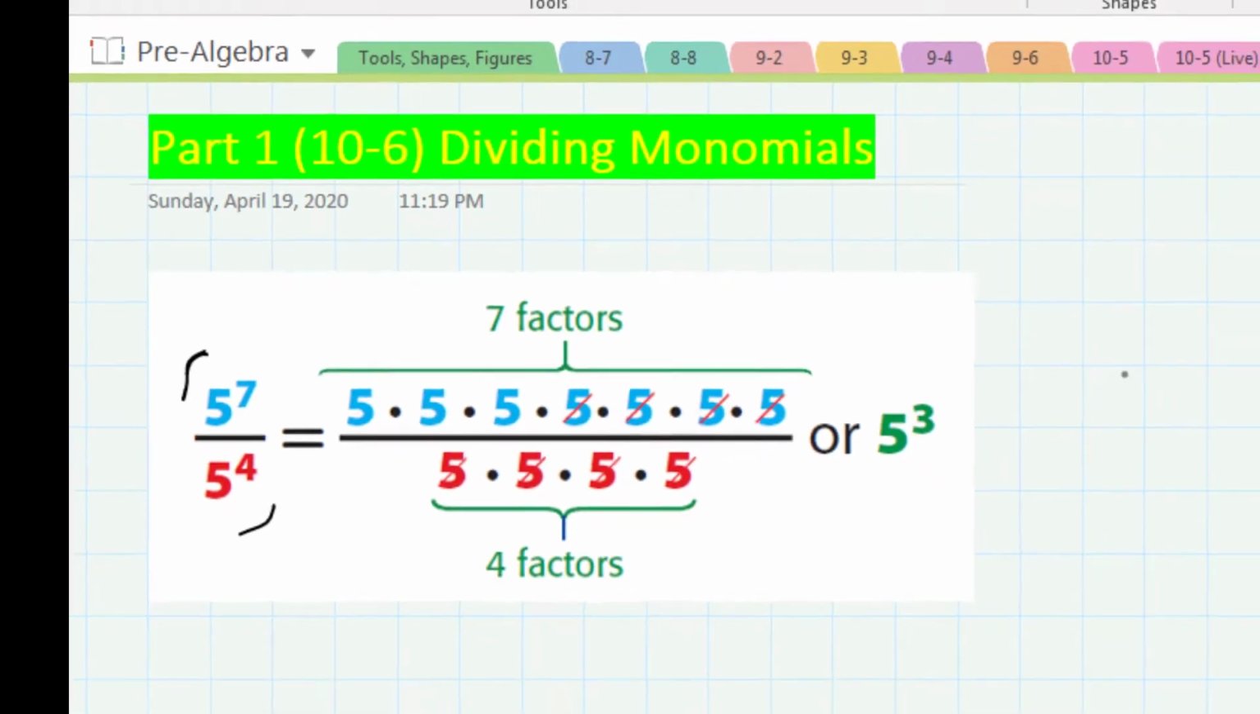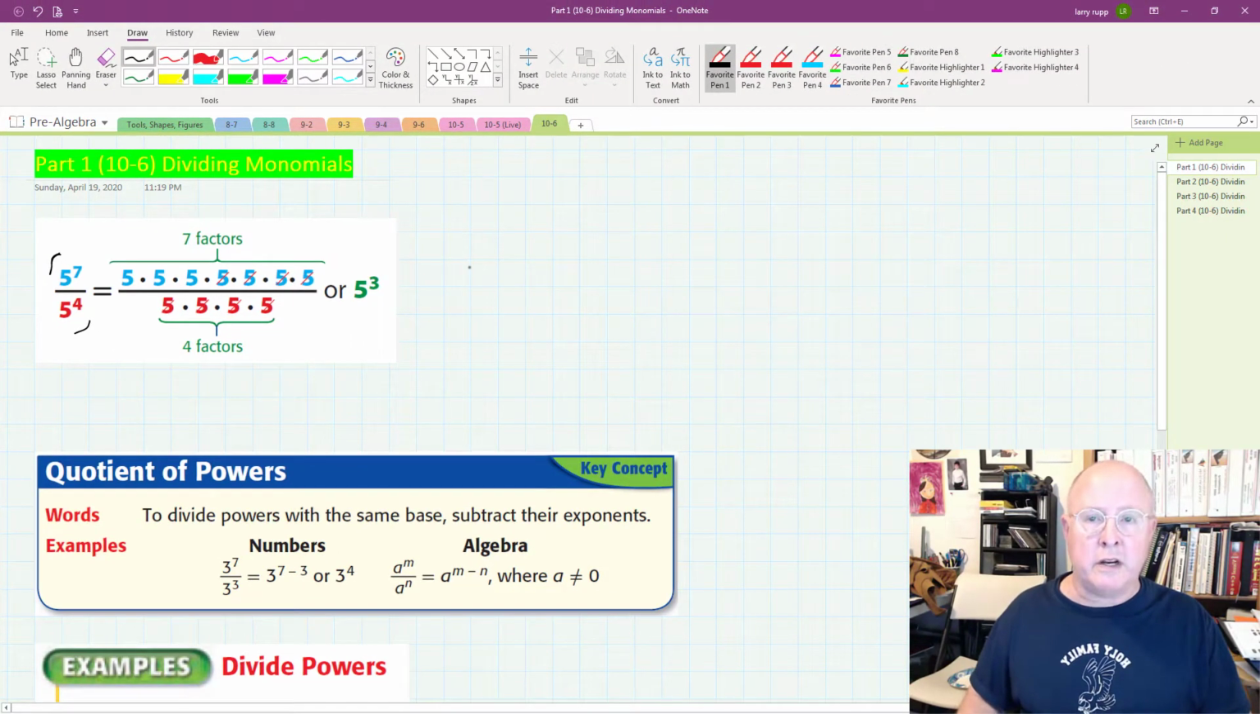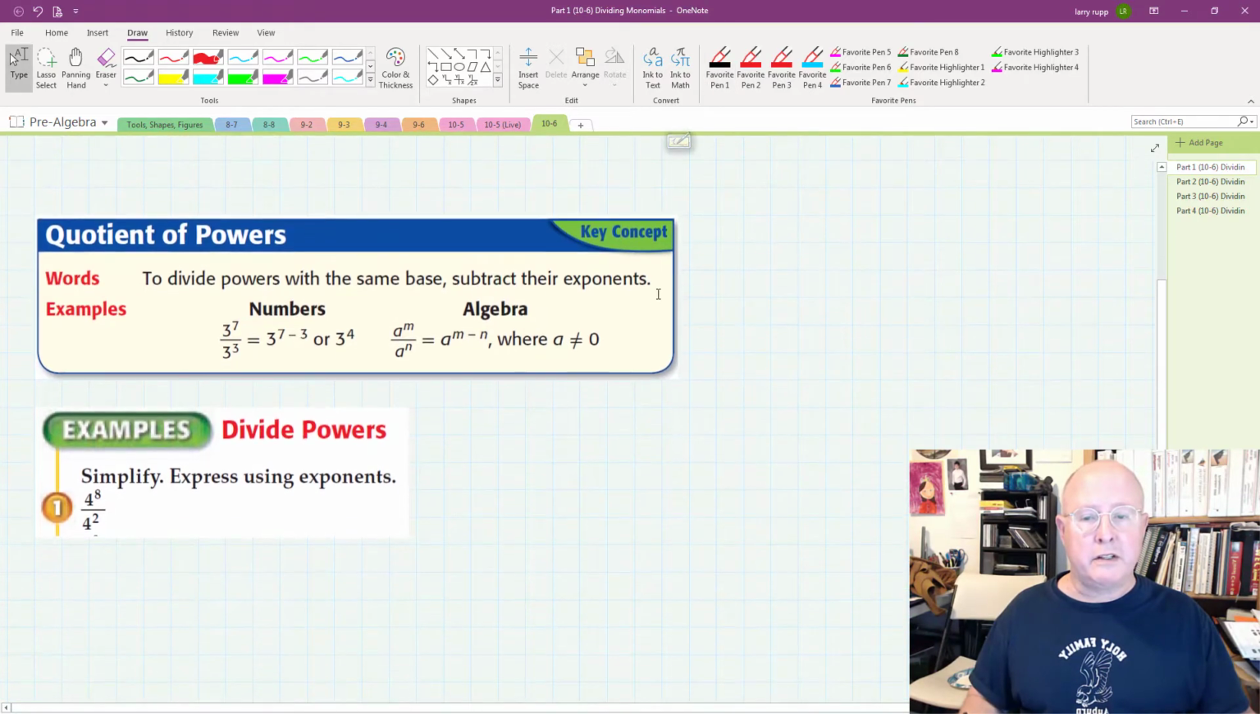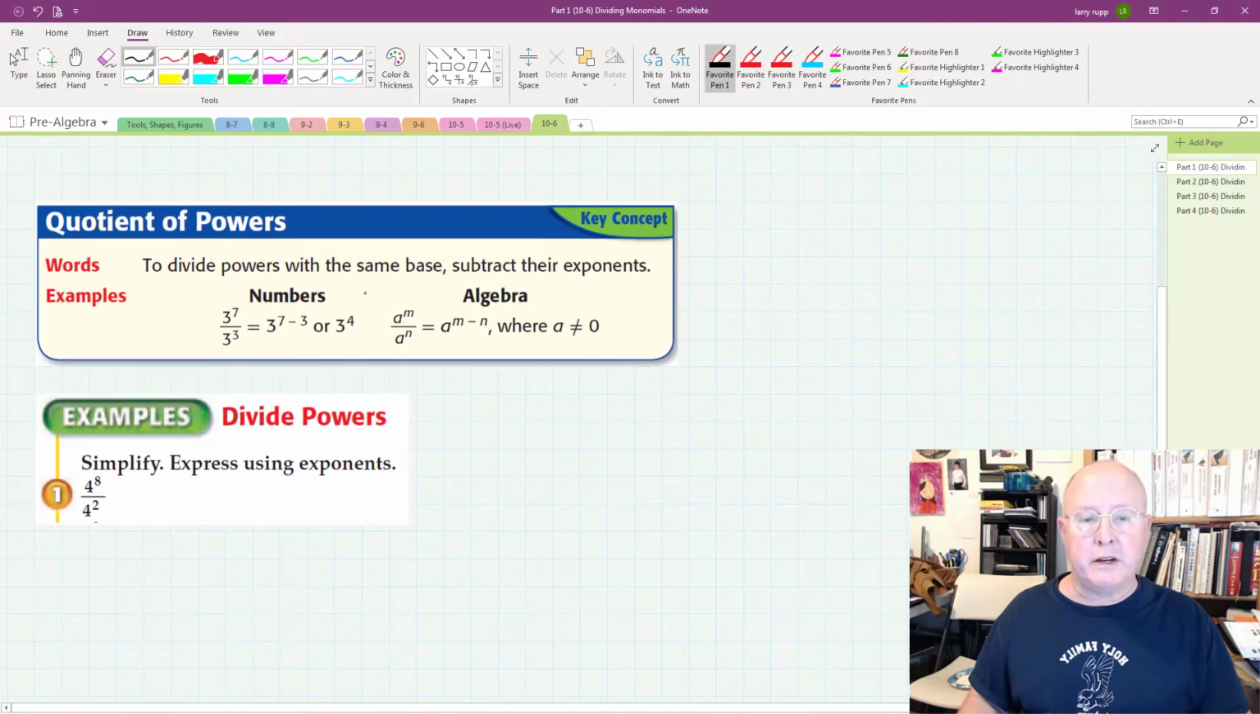Rather than do that each and every time we have a problem, how about we look at this? Down below we have the quotient of powers. If we took 5 to the 7th and divided it by 5 to the 4th, what we're really doing is going 5 to the 7 minus 4, top minus bottom. Not so difficult, right? Which leaves us 5 to the 3rd. There is the quotient of powers, the key concept.